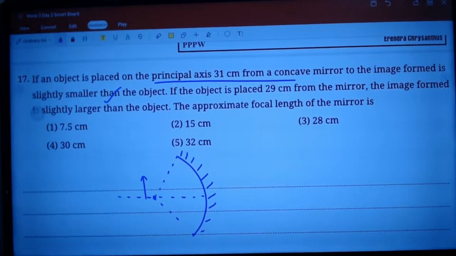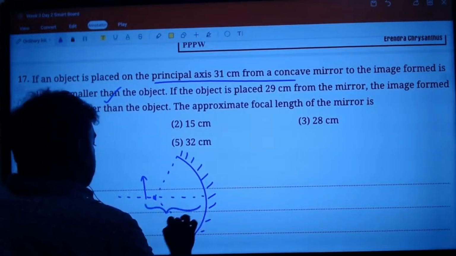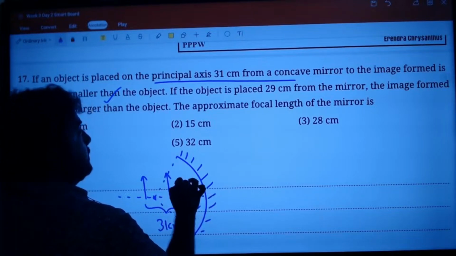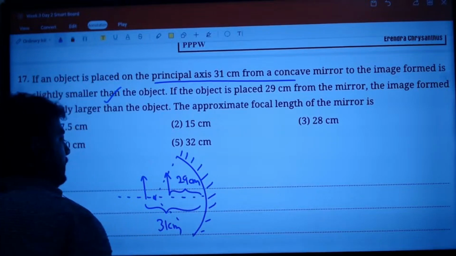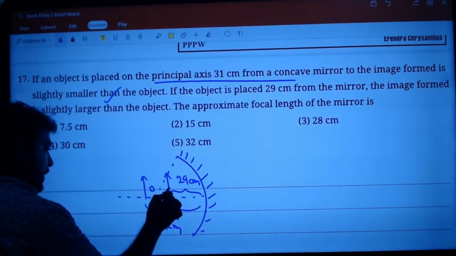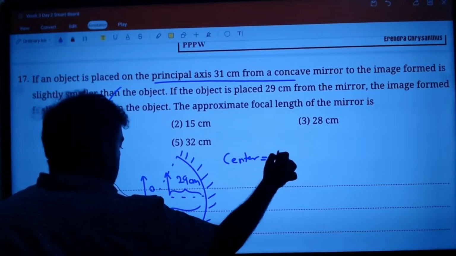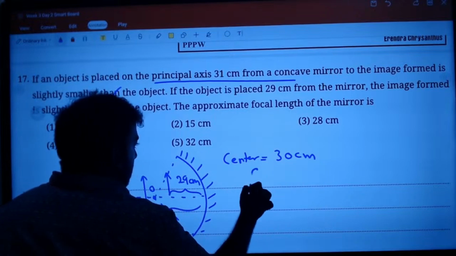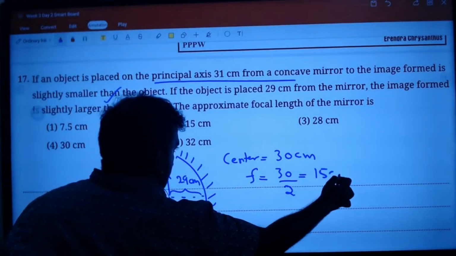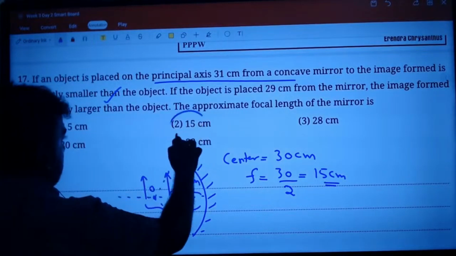So now, how are you going to calculate this? Well, the best option is this is 31 centimeter, and somewhere here this is 29 centimeter. So your center is occurring somewhere between 31 and 29. So the center we can say is 30 centimeter. So what's the focal length? Center divided by 2, radius of curvature over 2, 15 centimeters. So for the 17th one, the correct answer is answer 2.